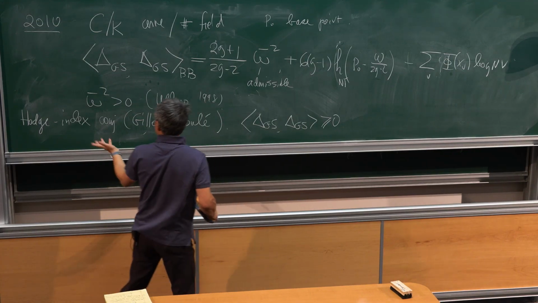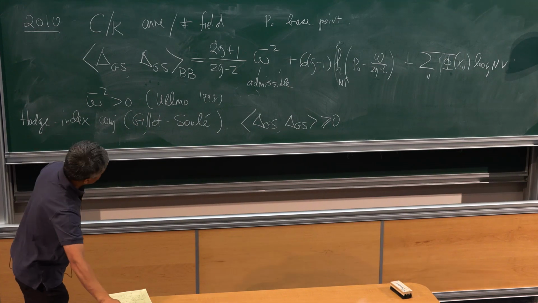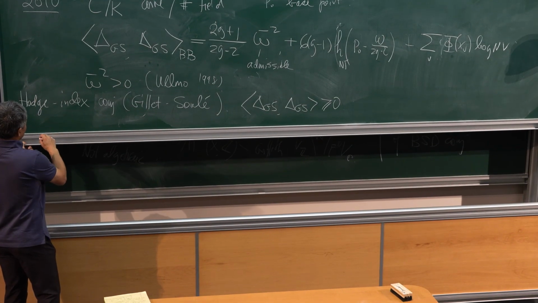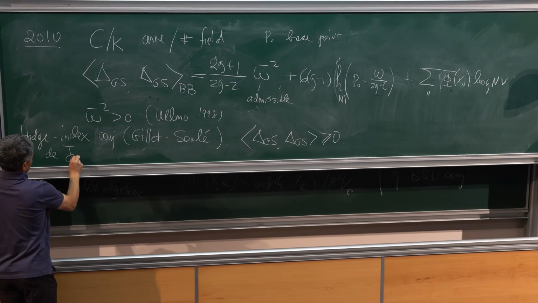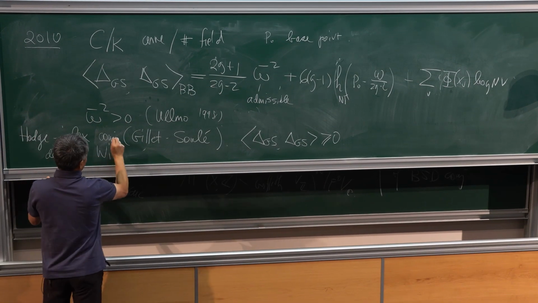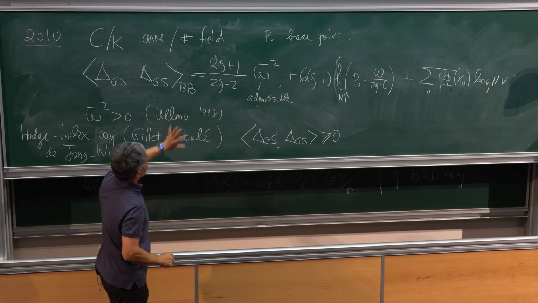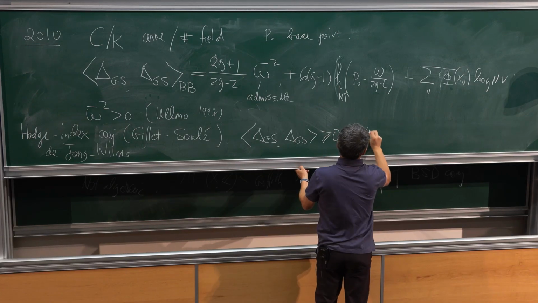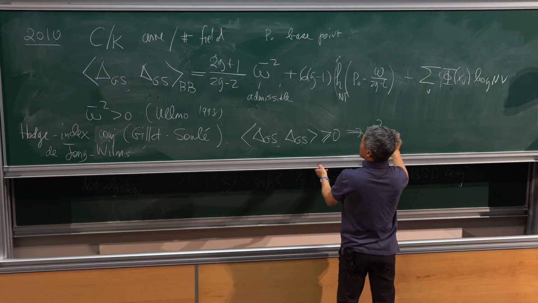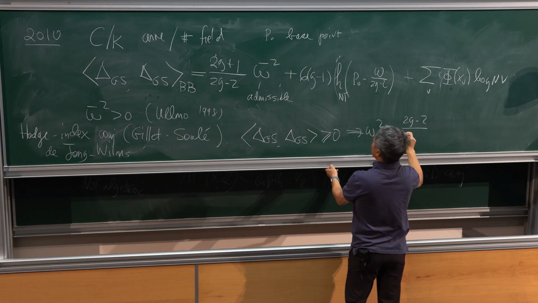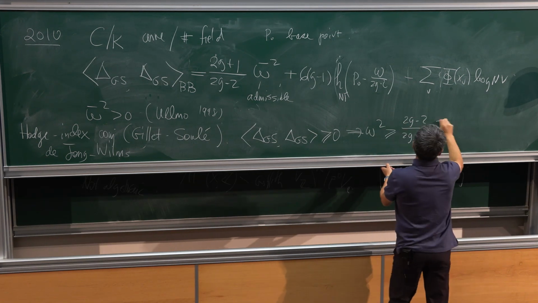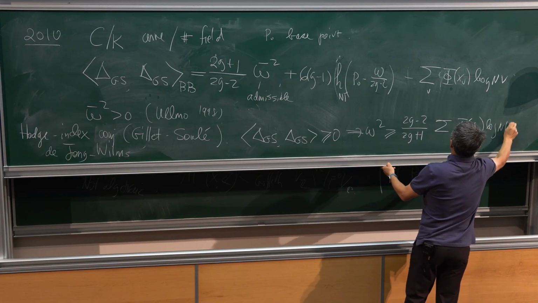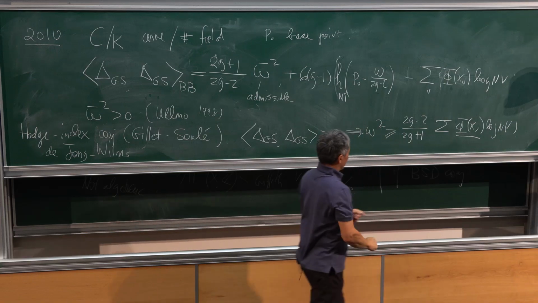This time I knew that, but anyway, a few years later, De Young, Williams, they bypass this conjecture, still give a proof. So this gives a proof: omega square greater than 2g minus 2 over 2g plus 1 summation by xv. And this thing can be easily calculated.